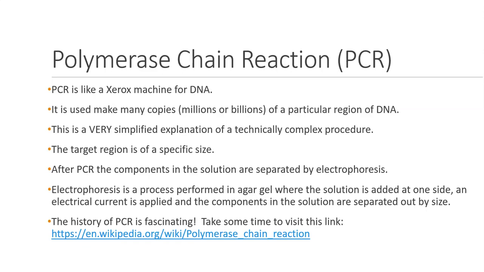Electrophoresis is a process performed in agar gel where the solution is added at one side, an electrical current is applied, and the components in the solution are separated out by size. The little bitty ones get really sparked by that electricity, and they move very fast down the gel. The big ones, you just kind of keep poking them, and they move much more slowly, again, because of their size. The history of PCR is fascinating. Take some time to visit this link.